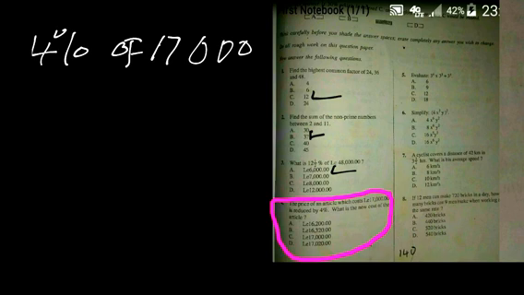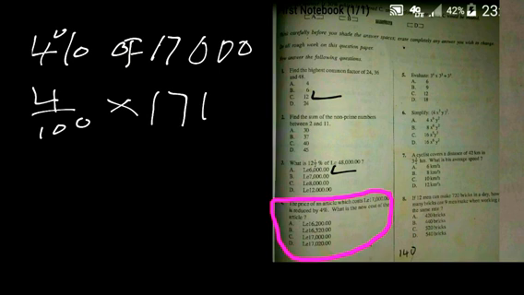Question 4. The price of an article which cost 17,000 is reduced by 4%. What is the new cost of the article? This simply means that the cost is reduced 4% of the original price, with 17,000 leon. So 4% here, 4 over 100 of 17,000. So now this cancels these 2 zeros.